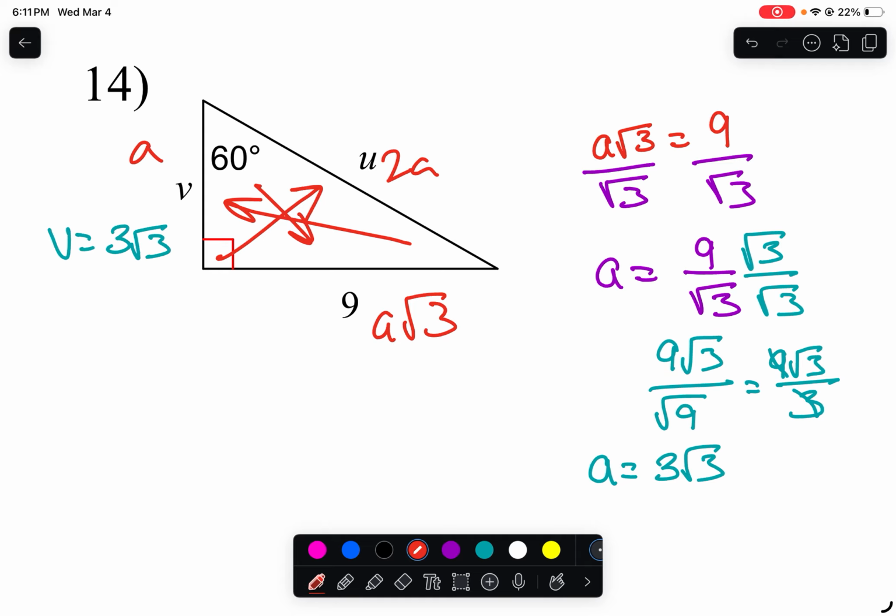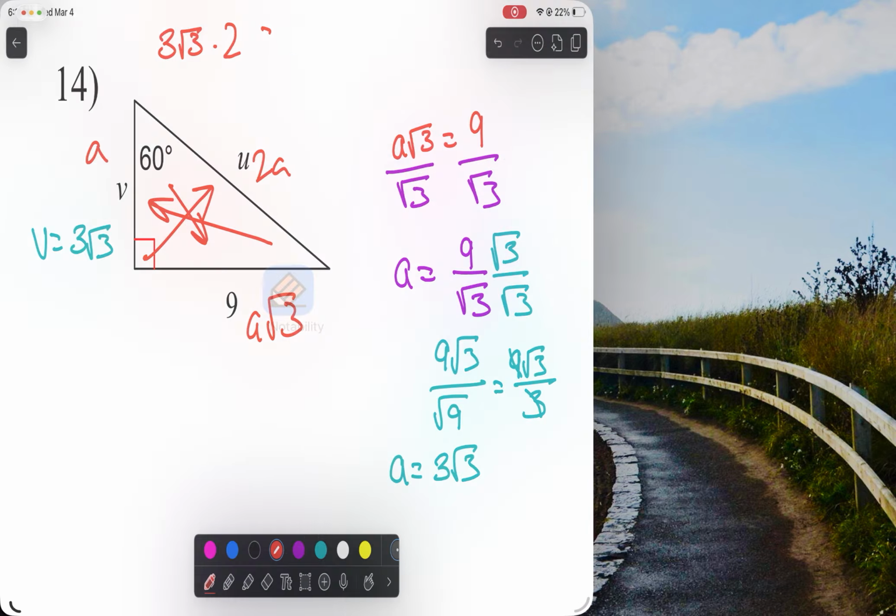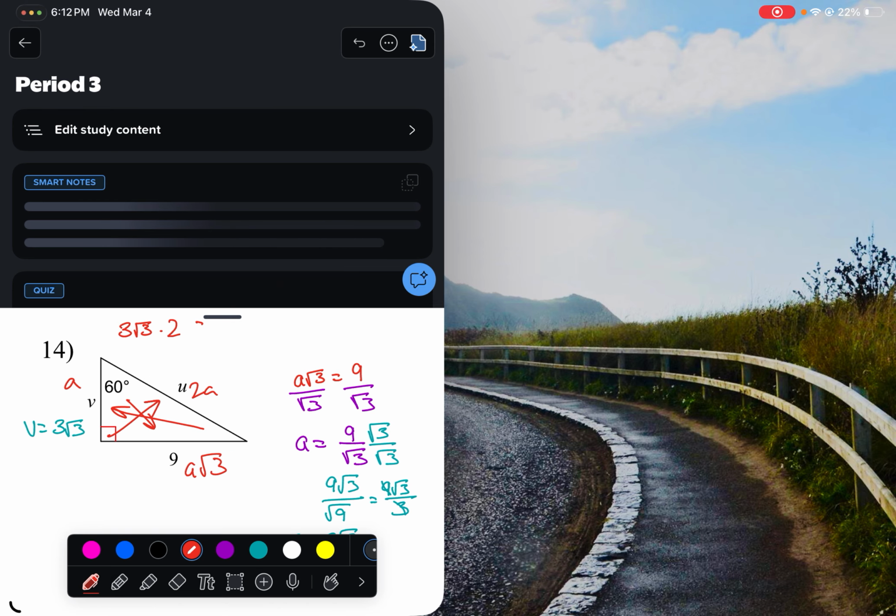Now to find my u, I got to do 2 times a. Well, if a is 3 root 3, I take that and I multiply it by 2. Well, 3 root 3 times 2, oh, what did I just do? Oopsie daisy.